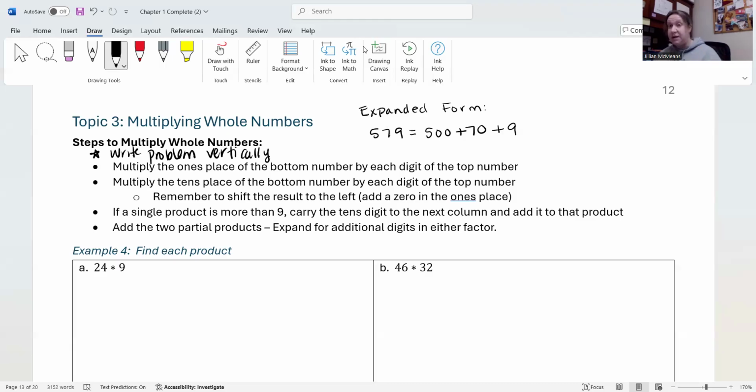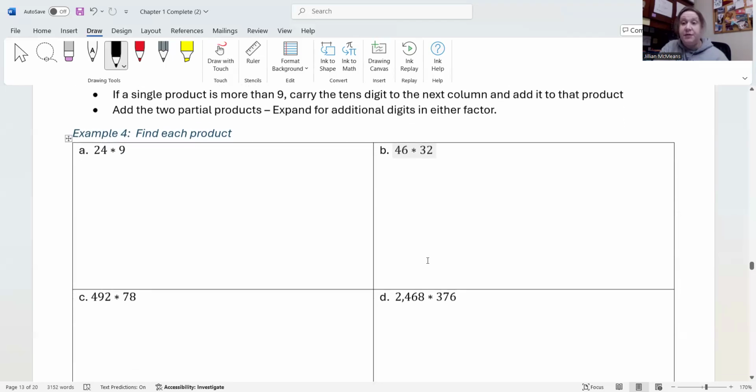And this process can be expanded to where if the second number has 3 digits or 4 digits or 5 digits, you just kind of keep this process going. You keep expanding it. Okay, so maybe that doesn't quite make sense yet, no problem. We'll get to the point where it does. So example 4 says find each product.